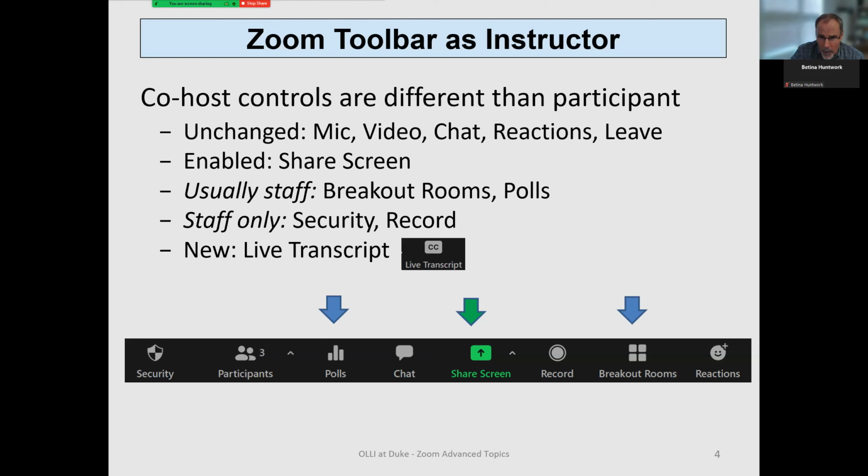The share screen button, which we'll talk about a lot, that is that big green button, and that will be enabled for you. There are some other buttons for breakout rooms and polls, but the OLLI staff person assigned to your class will usually be the one to use those. And the security and the record are buttons that only the staff will use. You don't need to worry about them. And we've already covered the live transcript button.